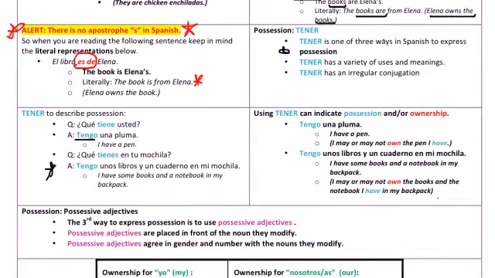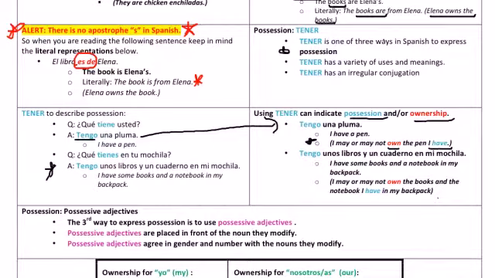Using tener can indicate current possession, and it can also indicate ownership, depending on the context. If I say, tengo una pluma, that literally means I have a pen. But there may be a question as to whether or not I own the pen that I have. Okay? Tengo unos libros y un cuaderno en mi mochila.